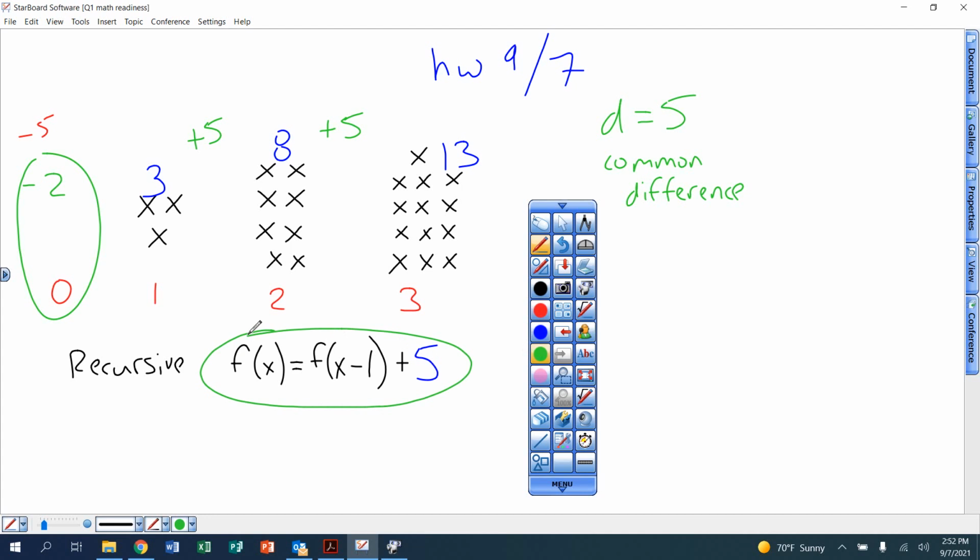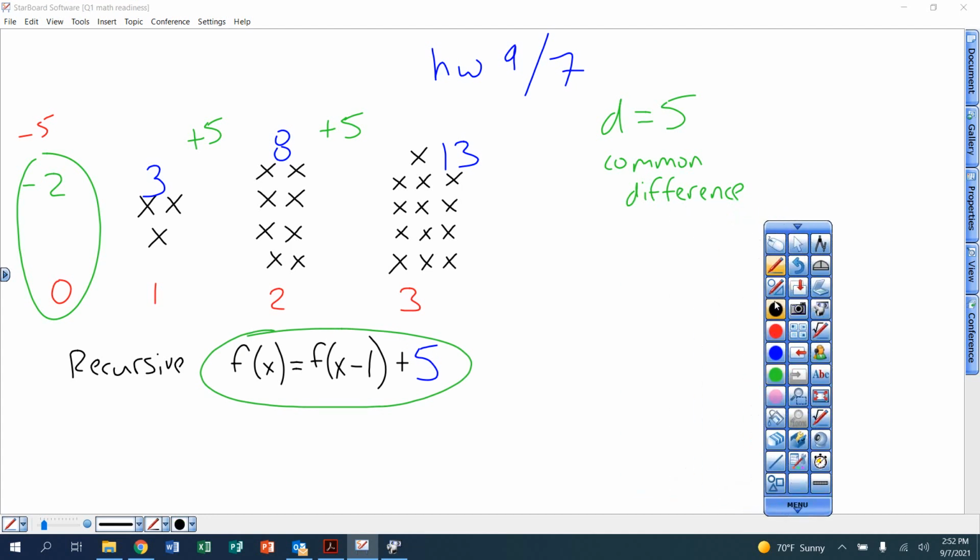If I want to use it, for example, to find that fourth term, remember, all it is really taking is this 13 right there, the number of x's before the fourth term, and knowing that I'm adding 5. So all I got to do is take that 13 plus 5, 18 right there. There will be 18 x's.